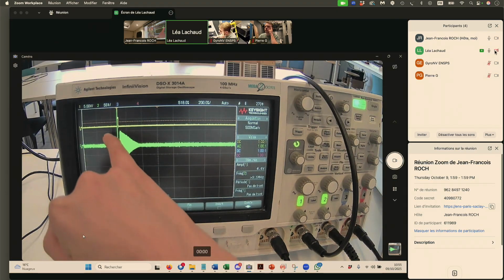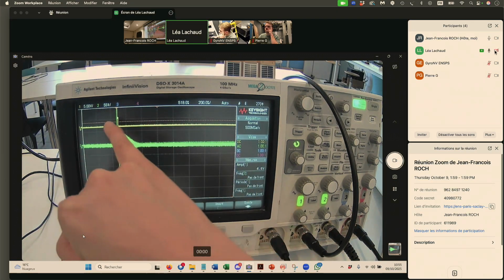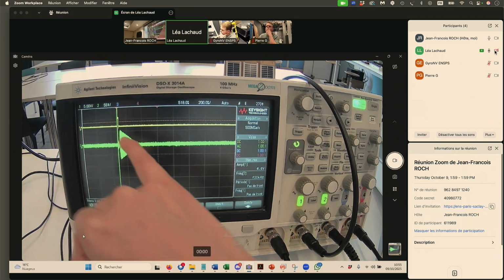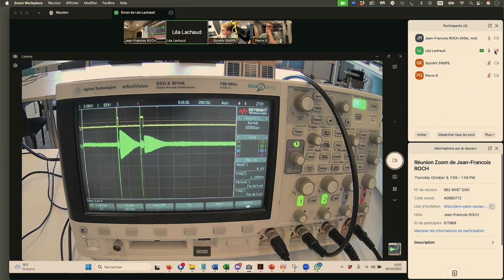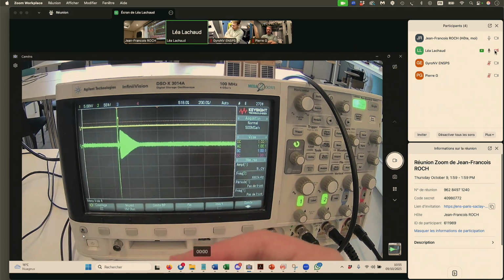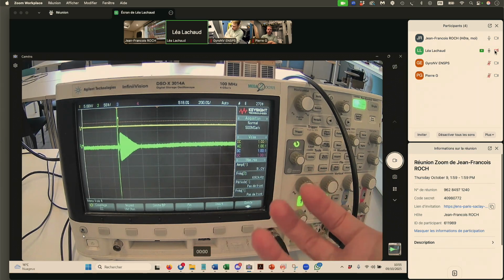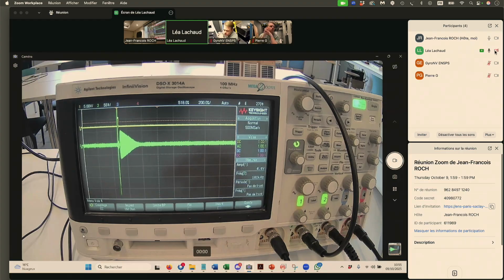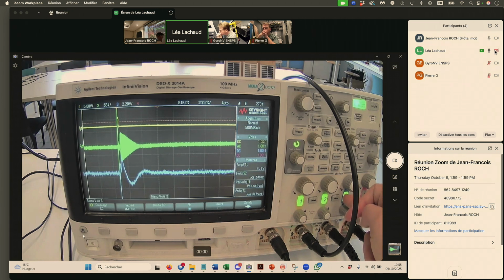So I told you that here in yellow at the top of the screen you have the pulse sequence, so I can manage it as I want, duration, time delay, and so on. In green here you have the spin response, the raw spin response. So it's just amplified, but no other manipulation on the signal. It's as you see it here.